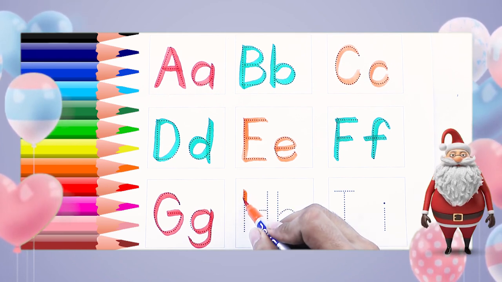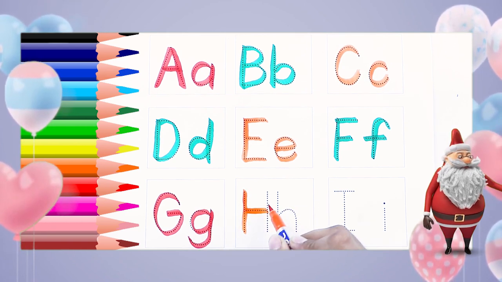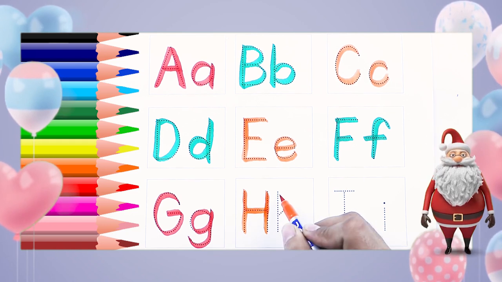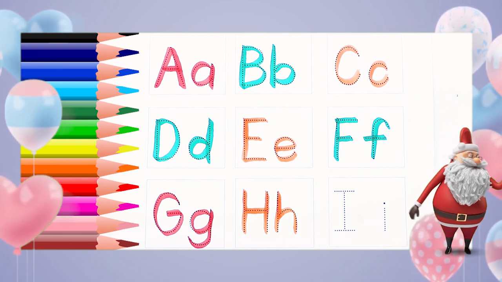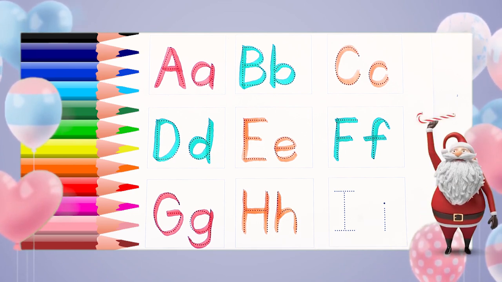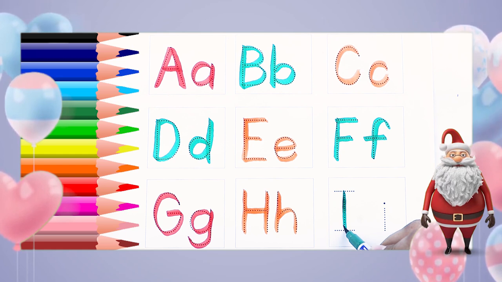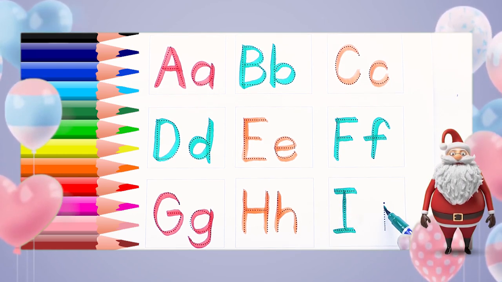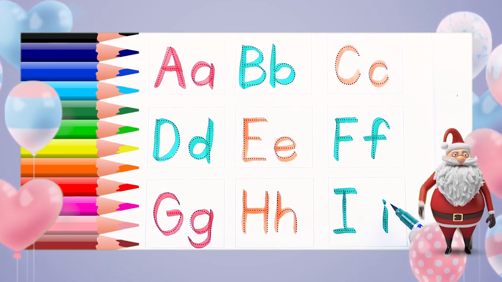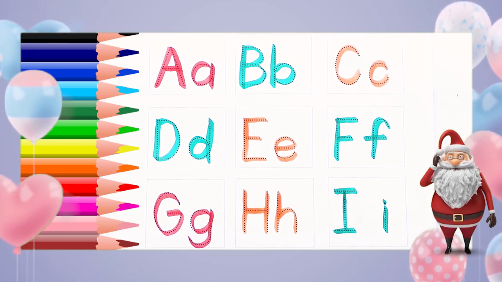Orange color, capital H, H for hen. Orange color, small h, H for hen. Green color, capital I, I for ice cream. Green color, small i, I for ice cream.